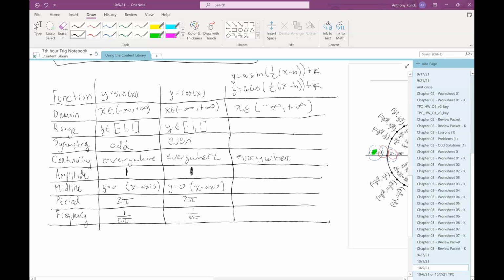Okay, let's talk about the range now. The range is associated with the y-coordinates. Can the y-coordinates change with one of these transformations? No. Wait, yes. What type of transformation can change the y-coordinates? A vertical shift, right? If I pick the graph up and move it, the y-coordinates are all going to be different. Is there another one that will also change it? A vertical stretch or shrink, right?